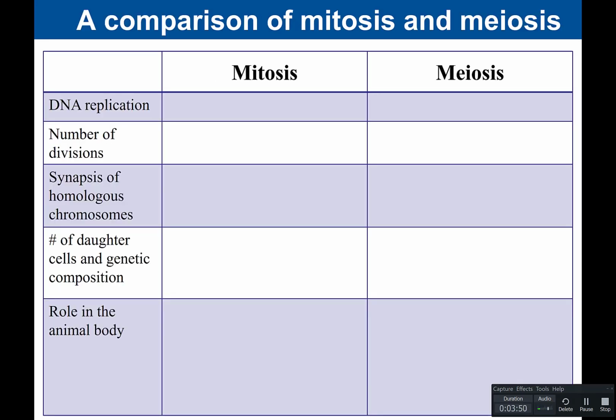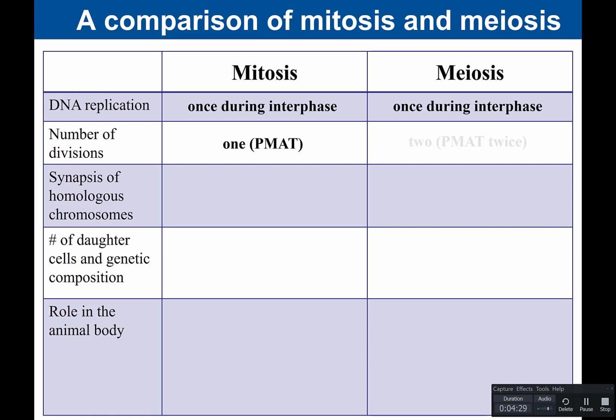So I have a table to compare and contrast mitosis and meiosis. In terms of mitosis DNA replication, DNA replication occurs once during interphase. That is going to occur in S phase. Now, in meiosis, we have 2 rounds of division, yet DNA replication only happens once, during interphase. So that is something that is similar between them. Number of divisions, meaning the number of times we go through PMAT. Mitosis, 1, PMAT 1 time, whereas meiosis is going to be 2, PMAT twice, right?